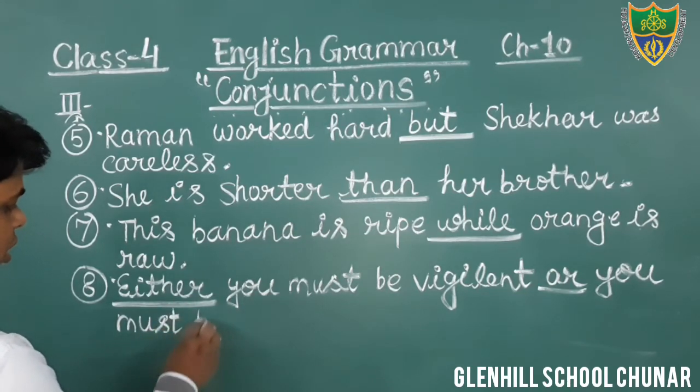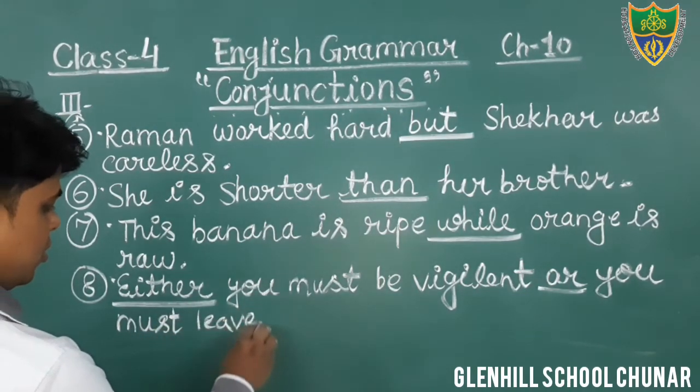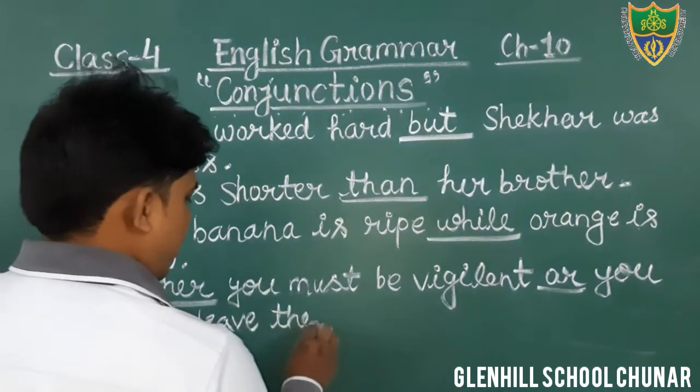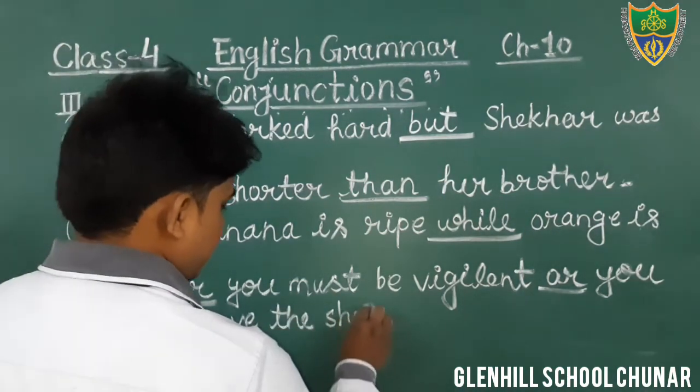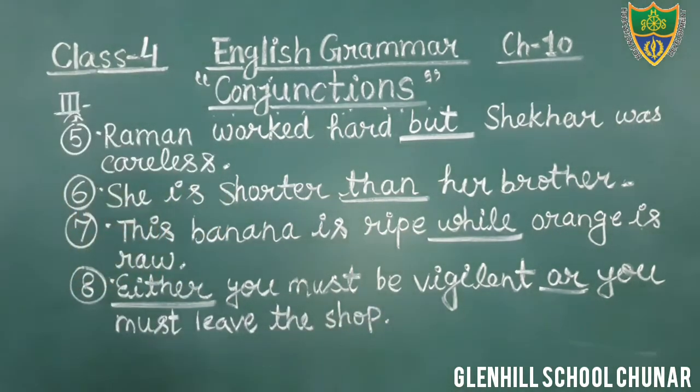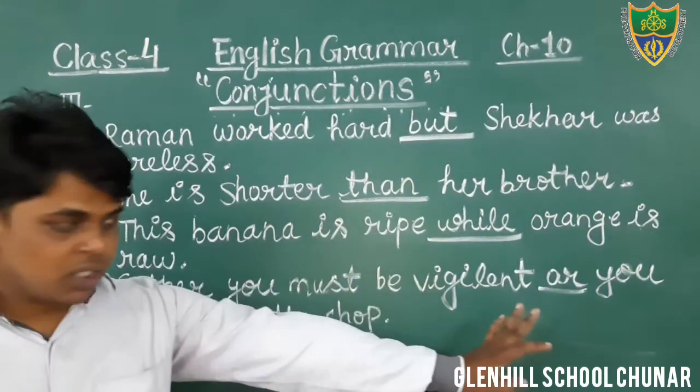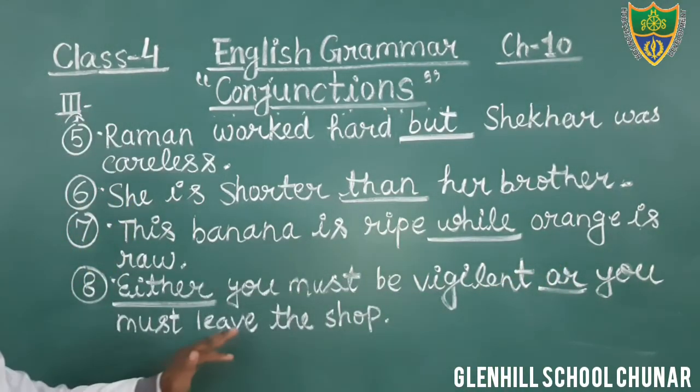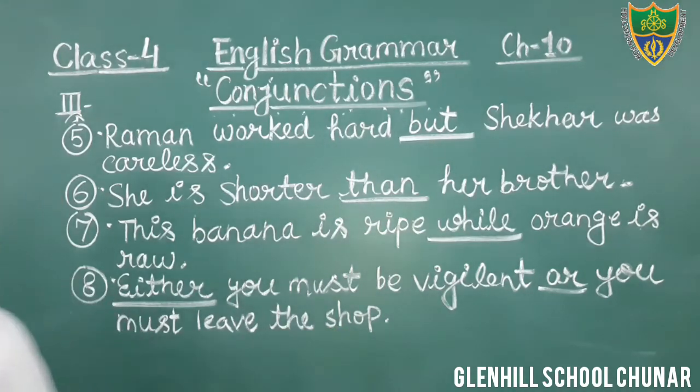Must leave the shop. Just see. Either you must be vigilant or you must leave the shop. Okay, students, you will use the conjunction either or. Okay, so just write down the sentence. Either you must be vigilant or you must leave the shop. Okay, students, come to the next question.